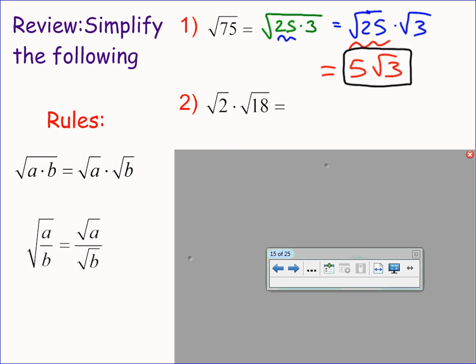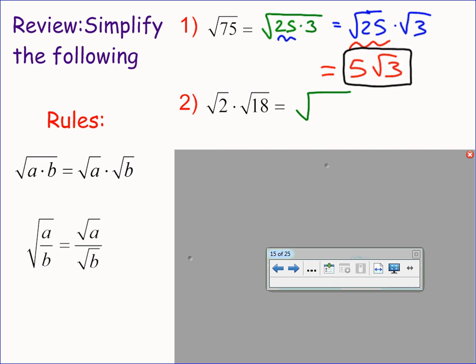Let's take a look at root 2 times root 18. The product property works in reverse. Not only can I take a product inside of a radical and break it up into a product of radicals, as we did with number 1, I can take a product of radicals and rewrite it as a single radical. That is, root 2 times root 18 equals root 2 times 18.